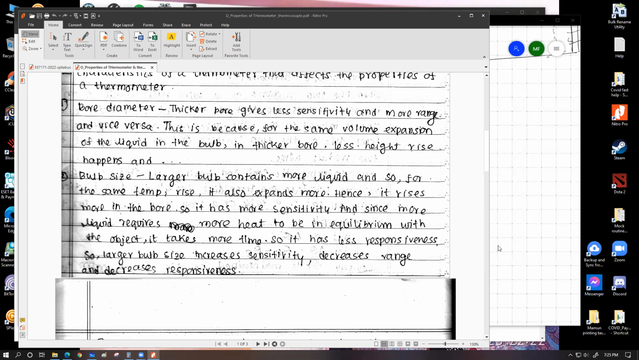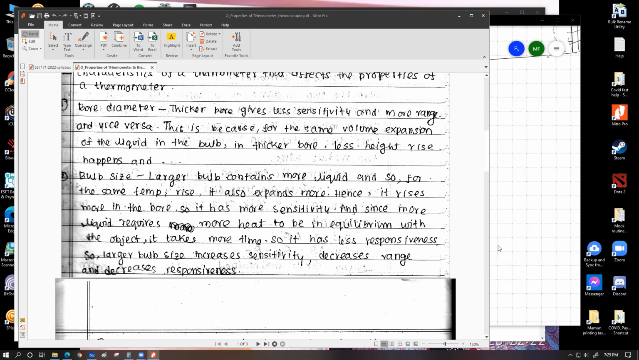So when the bore is thicker, the length change for every given temperature change is less. Good. And as the length is occupying more space per change in temperature, we cannot accumulate a larger range in that very thermometer. For the thin bore diameter, we cannot... Inner bore diameter, yeah.